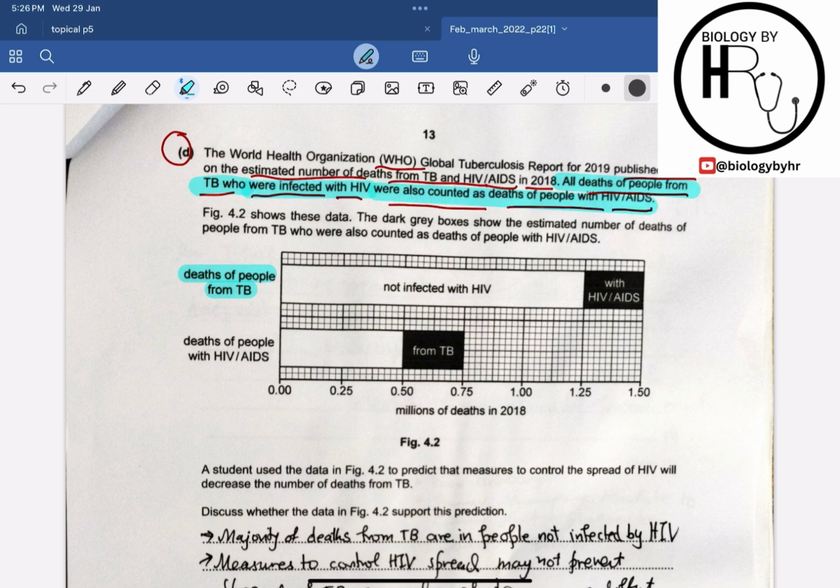Look over here, they are showing you the deaths of the people from TB which were not infected by HIV, and here they are showing the deaths of the people from TB which were infected by HIV, which are smaller in proportion than those not infected by HIV, right? And then that of the people with HIV AIDS is showing the not infected with TB proportion, this proportion is affected from HIV but not from TB, right? And this is affected from TB, right?